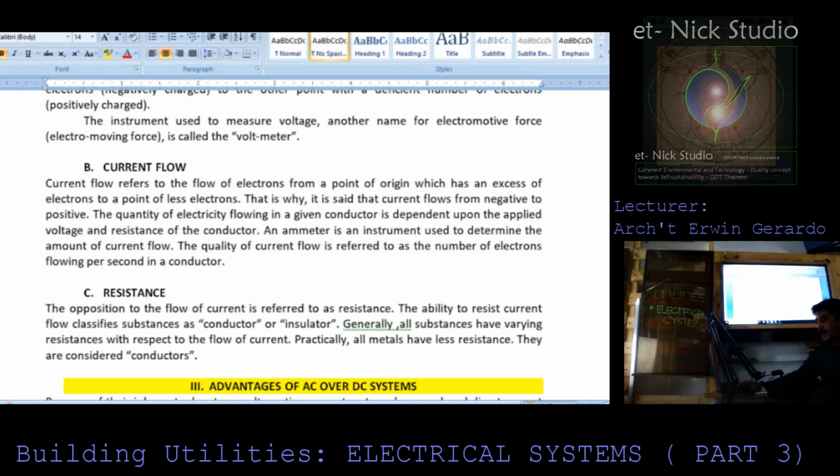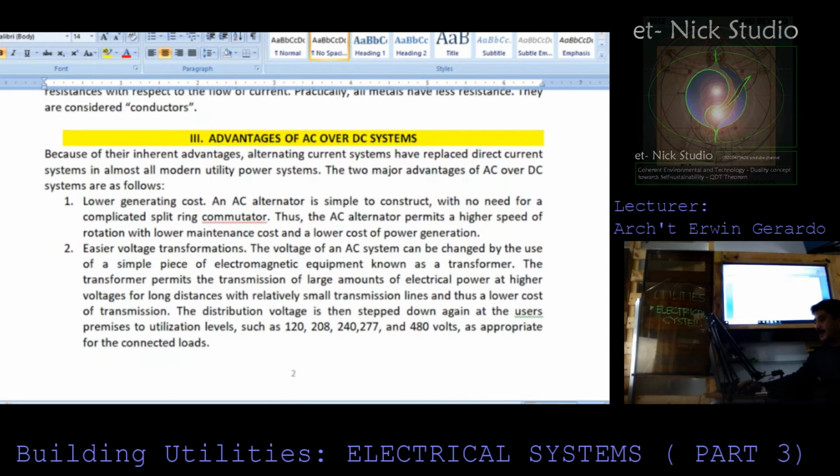Letter C, resistance. The opposition to the flow of current is referred to as resistance. The ability to resist current flow classifies substances as conductor or insulator. Generally, all substances have varying resistance with respect to the flow of current. Practically, all metals have less resistance. They are considered conductors.